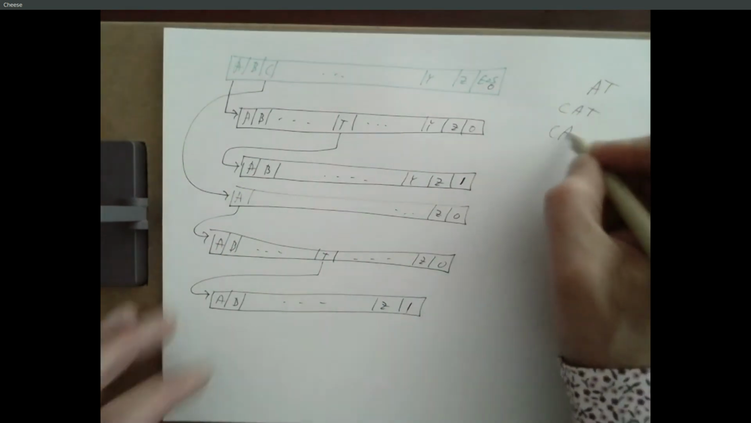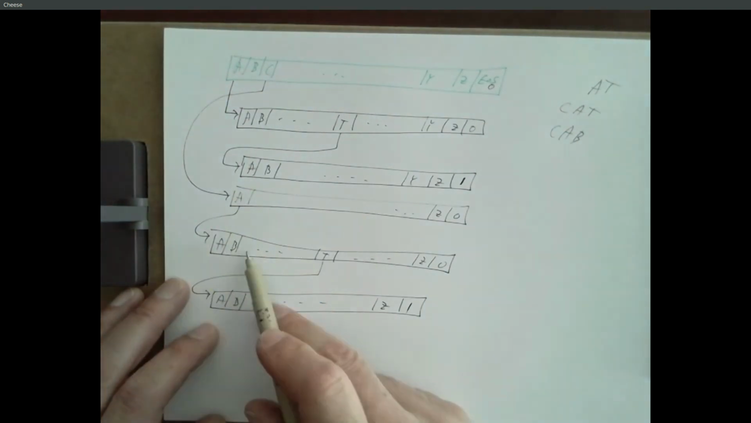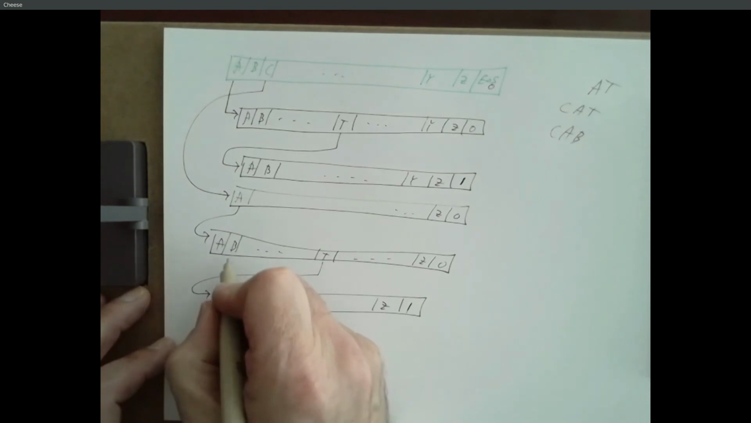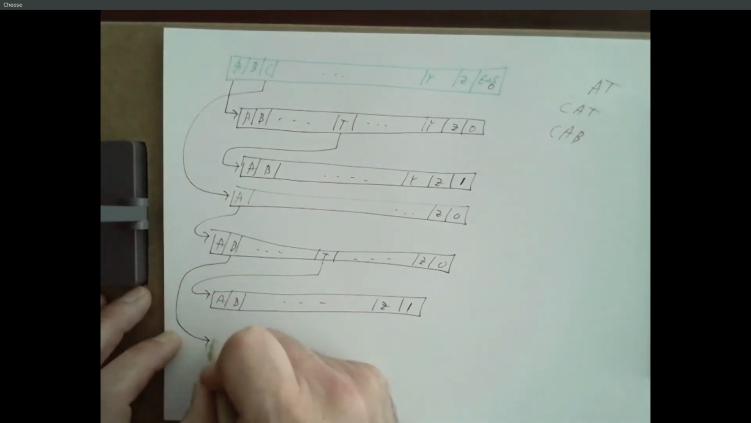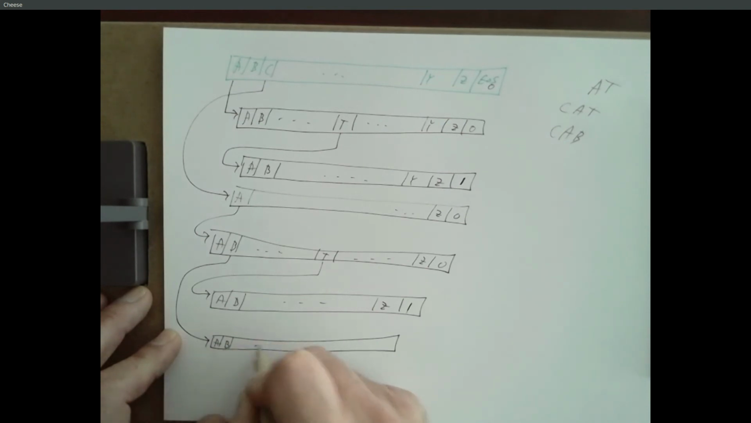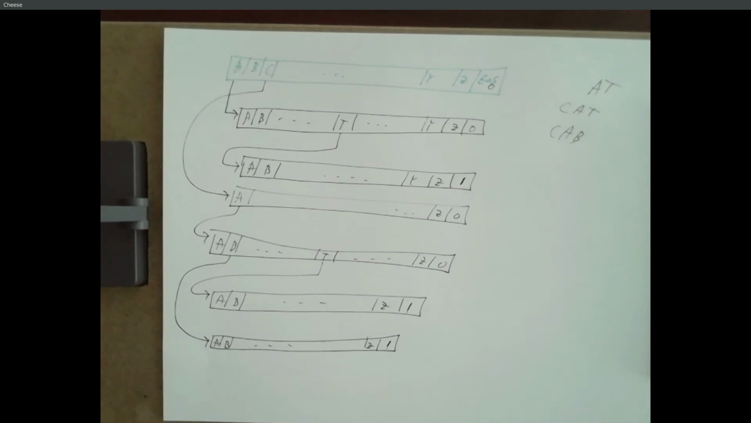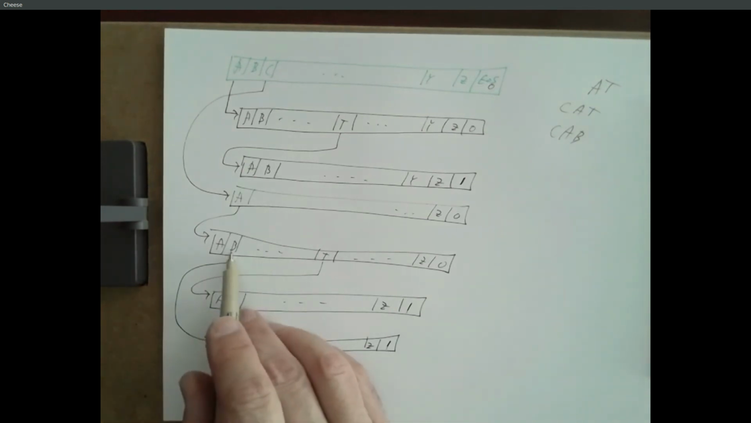And now if I store cab, C is already pointing to a node, A is already pointing to another node, B is pointing to null right now, so I'm going to have B point to another one of these nodes. And I'll put the end of string to a 1 on that. So after the B, I got to a node which had end of string set. That means I had a word up to this point, C-A-B.